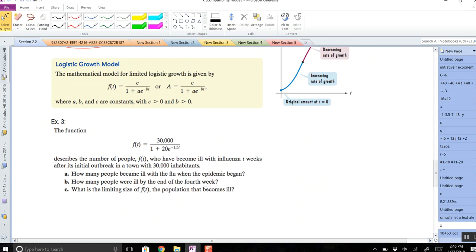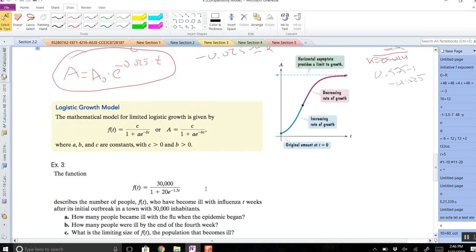So, let's look at another model, logistic growth model. Logistic growth is a good model to consider because it's a little more realistic. What happens is that things will increase quickly, as you kind of see here, but then they slow down as time passes. There's a bit of a decreasing rate of growth.